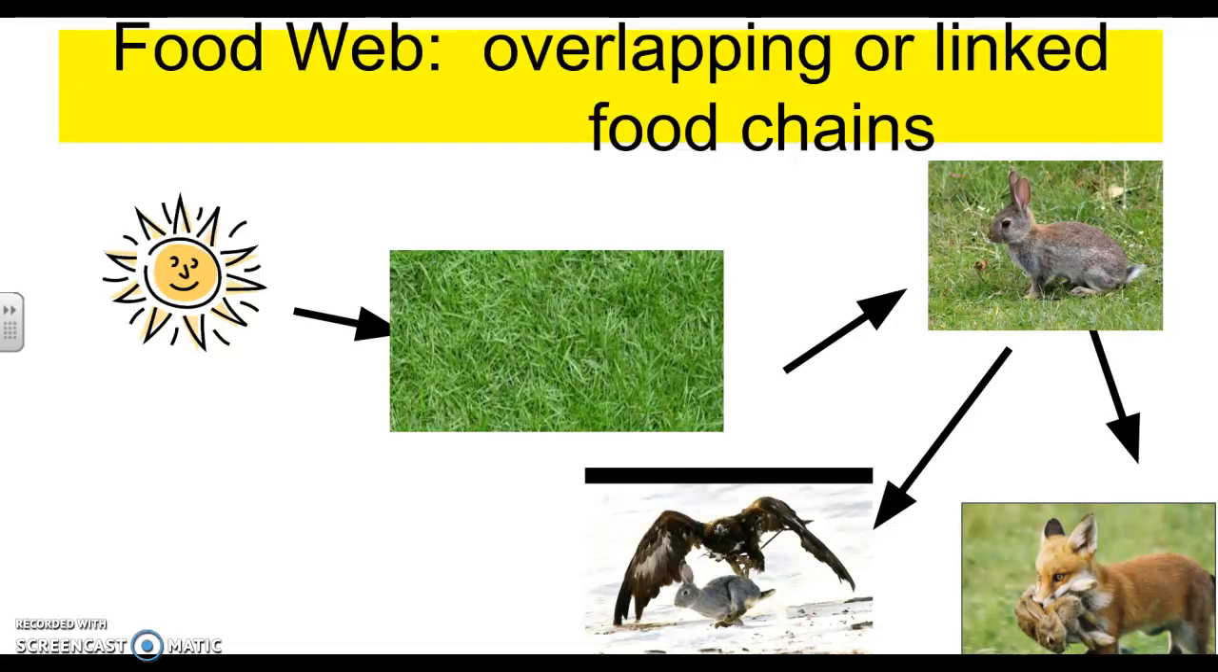So this one should answer number 8 and 9, y'all. So a food web is overlapping or linked food chains for number 9. So looking at the food web that we have on the board, can we place the rabbit after the sun? No, because the rabbit is a consumer. It can't make the energy from the sun. It has to get its energy from the plant. So we can only put producers after the sun.